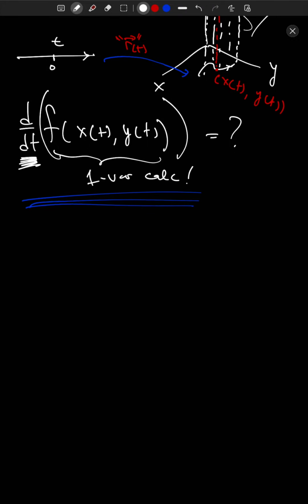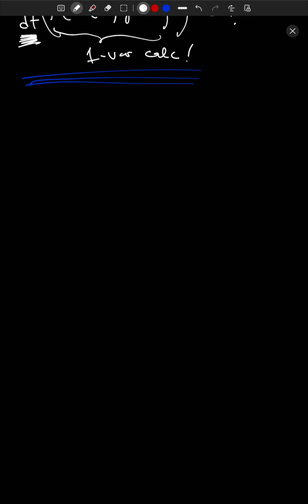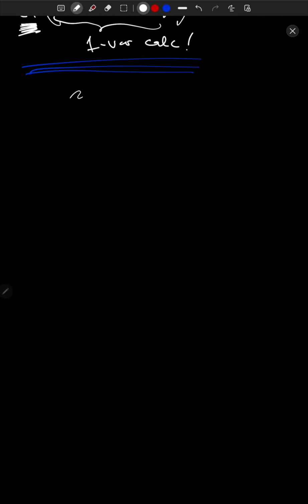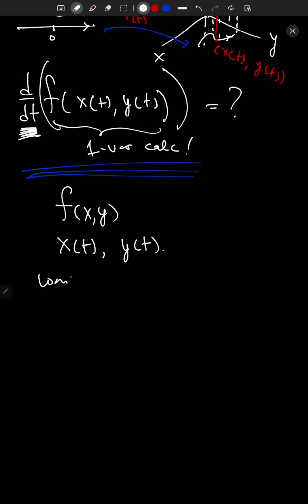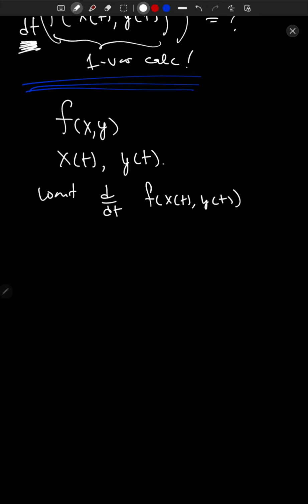So let's actually do that right now. Let's do this in the abstract, and then I'll do an actual example. So we have f of x comma y again. We have x depending on t. We have y depending on t. Let's say we want to calculate d/dt of f of x of t, y of t. So this is a composition function. And let's say we want to calculate this at a point t equals t naught.